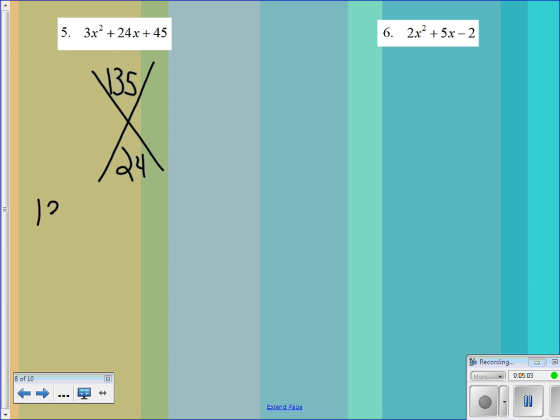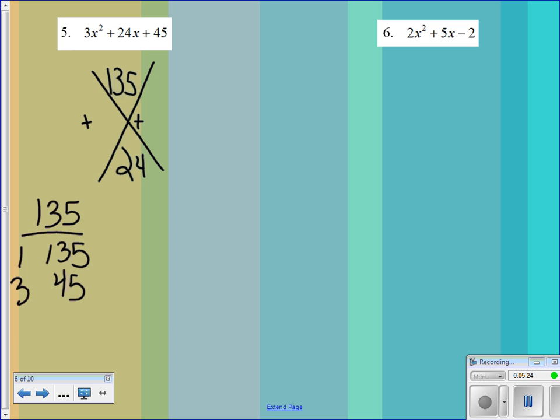So let's just play around with the number 135. Well, we know 1 and 135 is a factor. 2 won't be a factor because it doesn't work. Maybe 3 is a factor. Let's try. Take 135 divided by 3 and you get 3 and 45. Well, that doesn't add to 24. Okay, both of them are going to be positive.